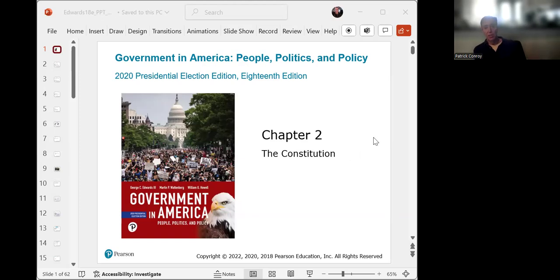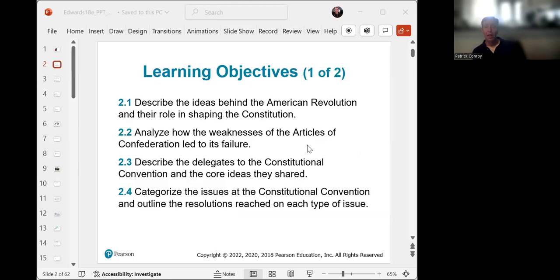Now, I've broken this lecture into three parts, just so you know. One part is too long, and it's very manageable for you to just sit and watch. Okay, the Constitution. Learning objectives for this chapter.